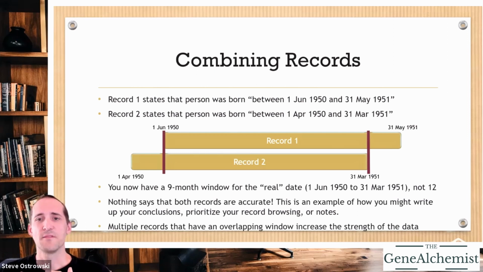So when we end up with multiple records, in this case I showed 2 just for simplicity, but if we ended up with 5 or 6 records and we started looking at these overlaps and put them on a chart, for example, if they're all converging on these overlapped windows, and maybe they all show a 3-month window that fits within all those 5 records, that really increases the strength of the data that we can start to use in our conclusions or interpretations that that person was born, for example, in this 3-month window.